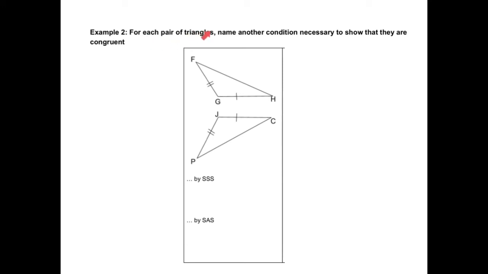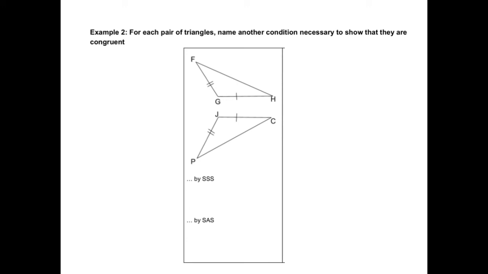It says, for each pair of triangles, name another condition necessary to show that they are congruent. So for example, if you just have two sides that are congruent, that's not enough information to say that the triangles themselves are actually congruent. So you can use side, side, side, but we would need another condition to be true.